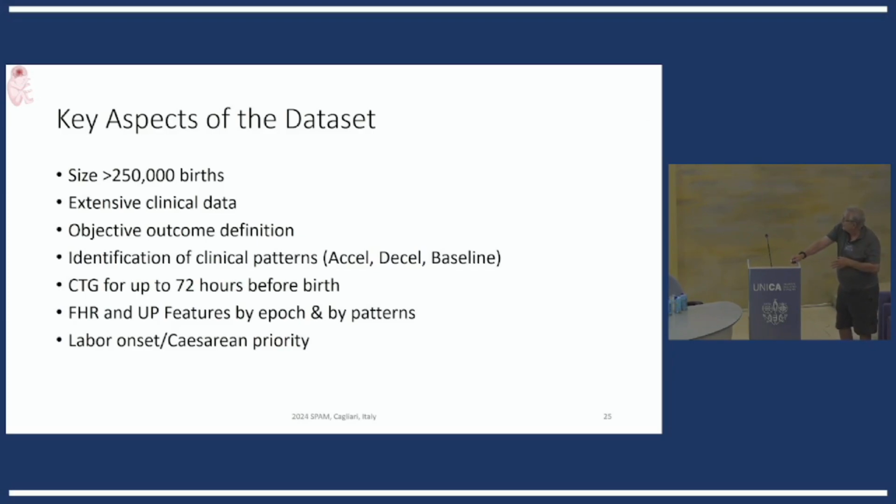The other point is that we've measured FHR and UP features both as a function of epoch and as a function of patterns, so we can tell you what the FHR feature was for each pattern as a function of epoch, as well as overall. And the final component is that we've developed objective ways of determining labor onset and the priority for C-section.